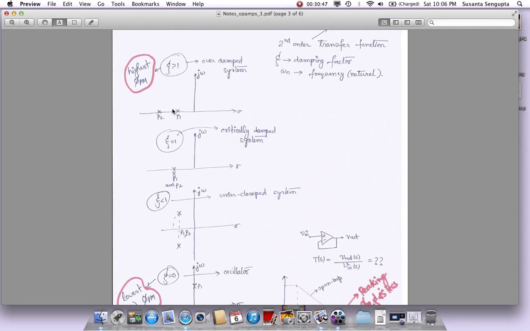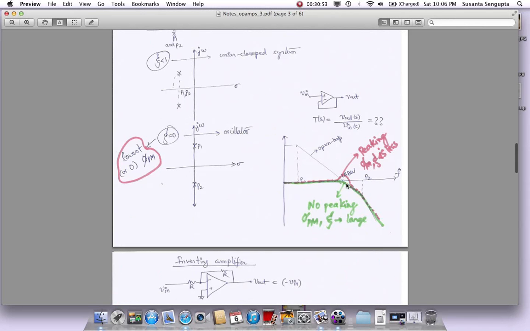So what happens as the poles move and zeta becomes less and the phase margin decreases? Ultimately, you would either get peaking or not peaking based on how good your phase margin is to start with for the open loop. So this was one example.